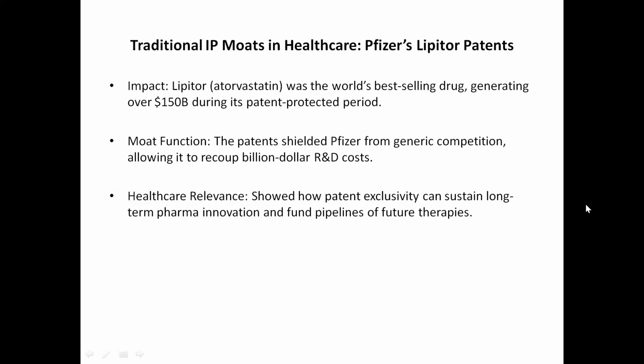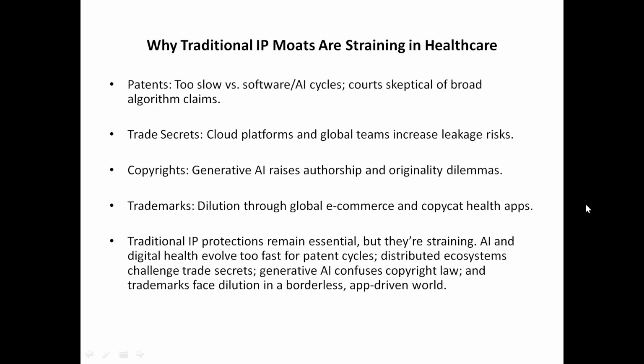So patent exclusivity can sustain long-term pharma innovation and fund the pipeline of future therapies. And why are traditional IP moats straining in healthcare? Now we are in the days of AI, right? For example, the patent process, from filing to getting the patent, is so slow compared to the innovation cycle, particularly related to AI.